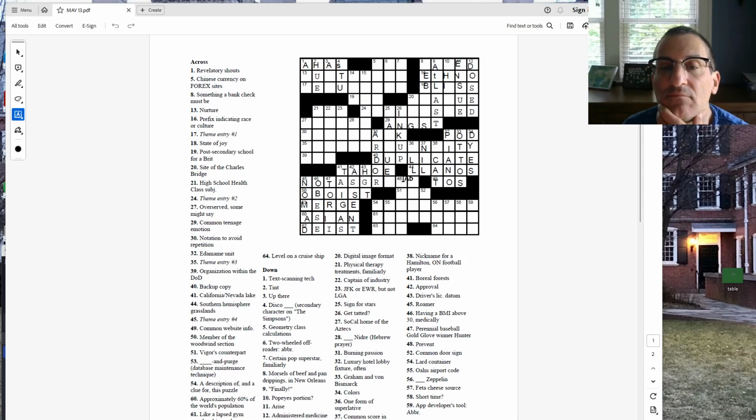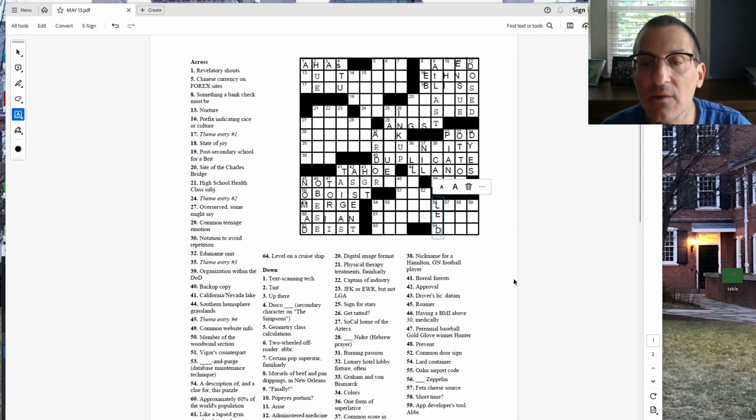I don't know. So we're going to have to go at this without any crosswords, at least to start. 54 is going to be a description of and a clue for this puzzle, right? Like a lapsed gym membership, perhaps, and classic diner order, probably BLT. 56 is Led Zeppelin. We might as well start there. What happens if I hit enter? Oh, nice. I didn't realize you could do that.